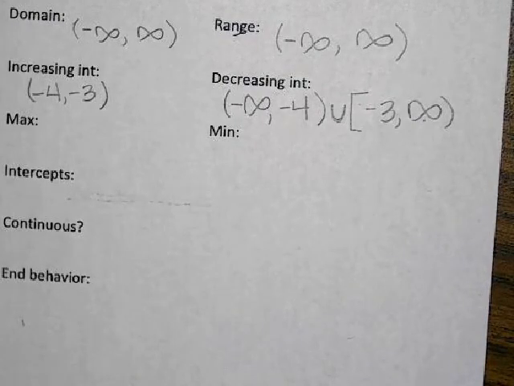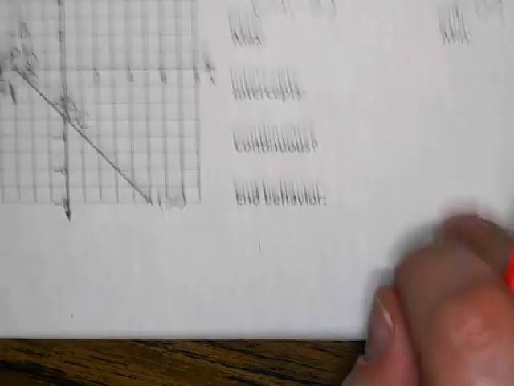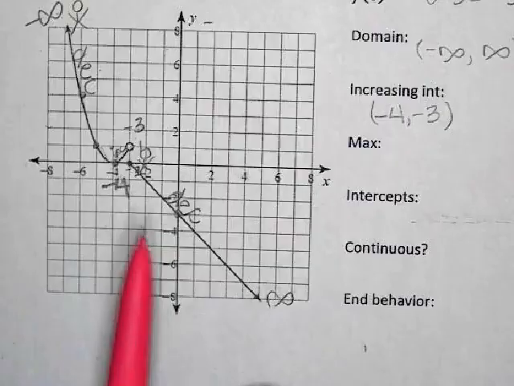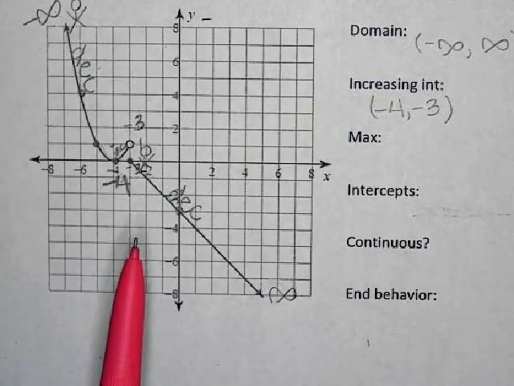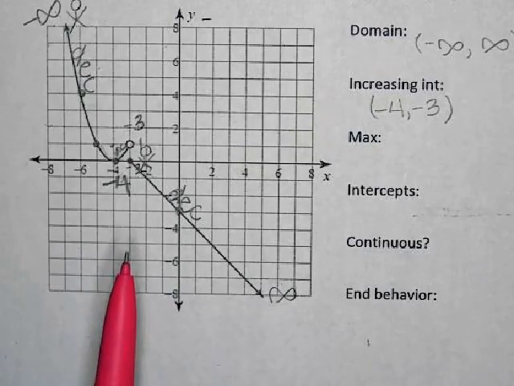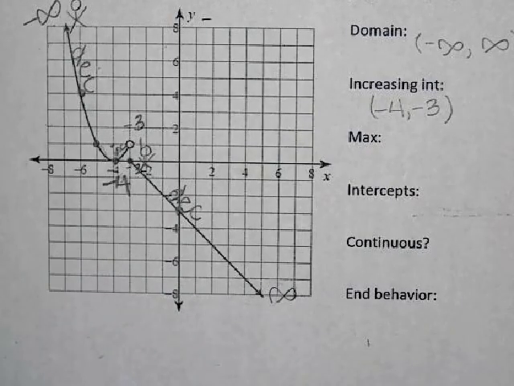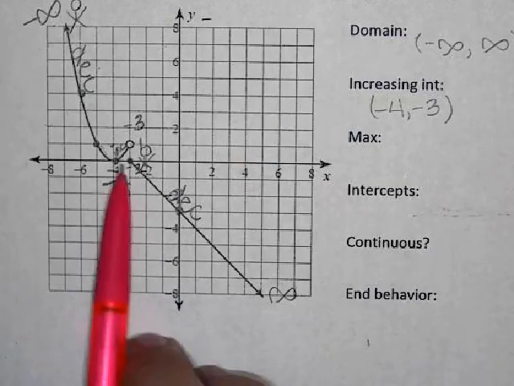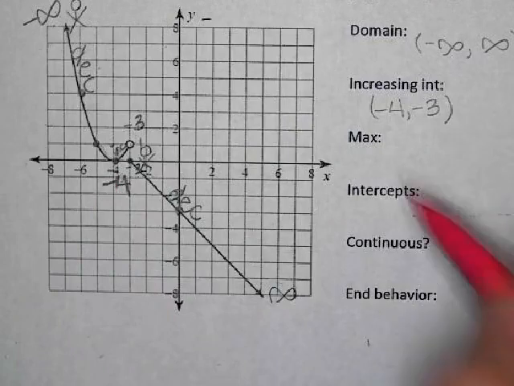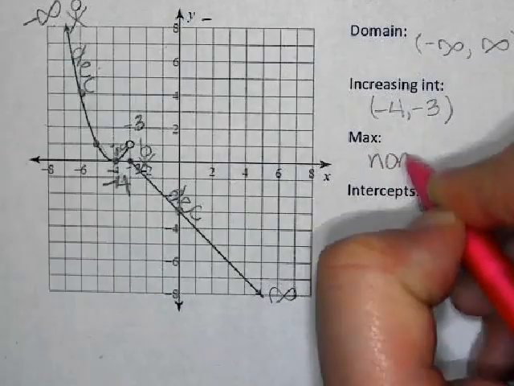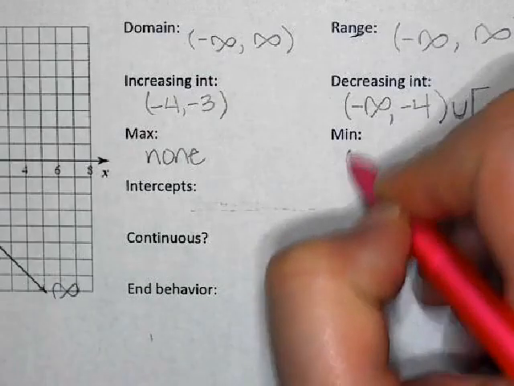All right. Max or min, so we're looking to see in the picture if there's a mountaintop or a valley. Do you see any mountaintops or valleys? I don't see a mountaintop, but I do see a valley. Anybody see the little valley in there? Where's the little valley at? -4, and the y coordinate is 0. So for max, I'm going to put none. For minimum, I'm going to say -4, 0.